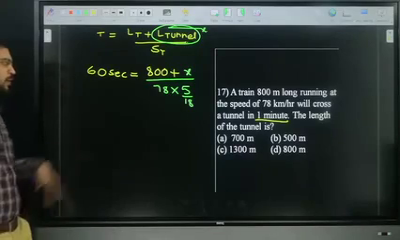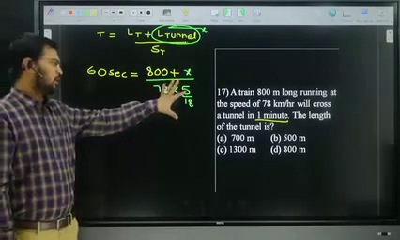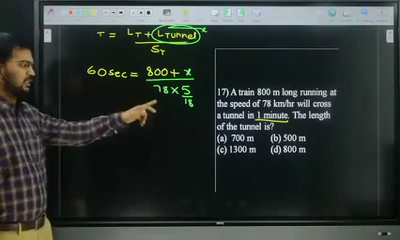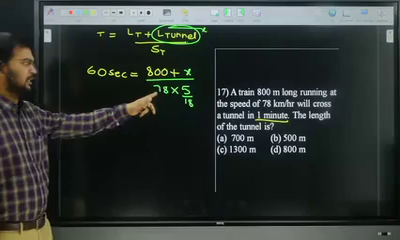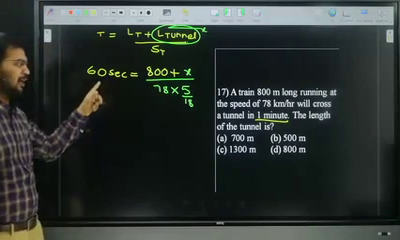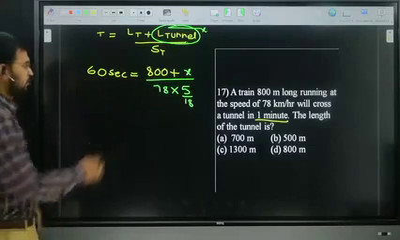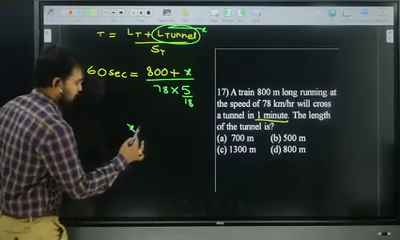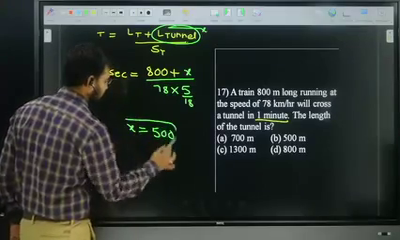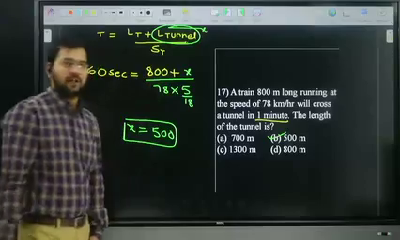Now I need the length of the tunnel. Now this 78 into 5 by 18 comes to this side. 6 ones are 6, 3 ones are 3, 3 26s are 26, 26 fives are 130. 130 into 10 is 1300. If 800 comes to this side, therefore x is equal to what? 500. Your answer is 500. Understood?